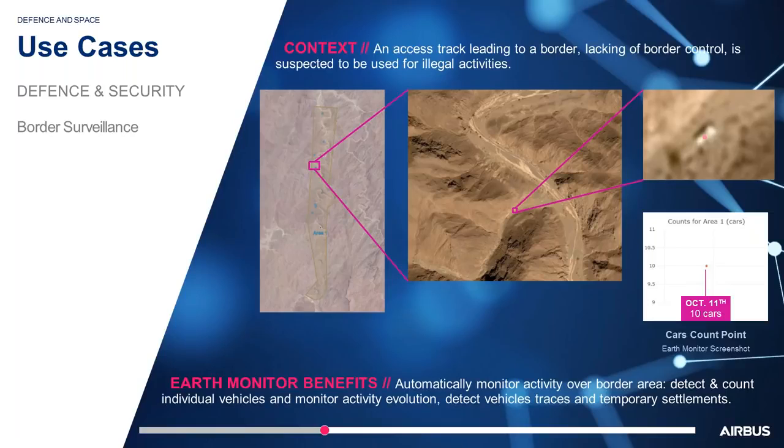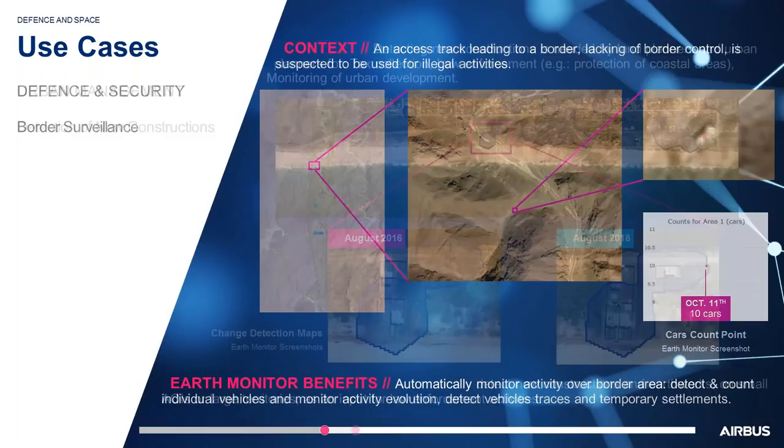Another very interesting aspect here is the capability of the tool to aggregate the number of cars in an area. So for example, in this border area, on October 11th, we have 10 cars, and the system is able to provide a chart. So Earth Monitor here is very interesting to automatically monitor activity over a border area, to detect and count individual vehicles and monitor activity evolution, or again to detect vehicle traces and temporary settlements.